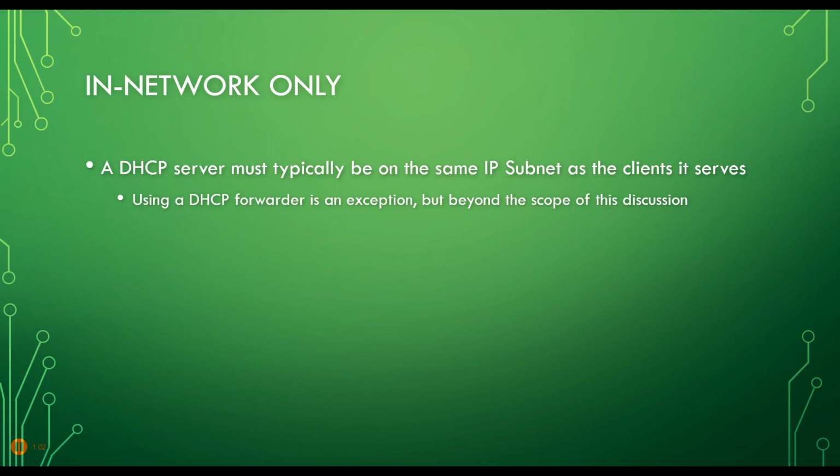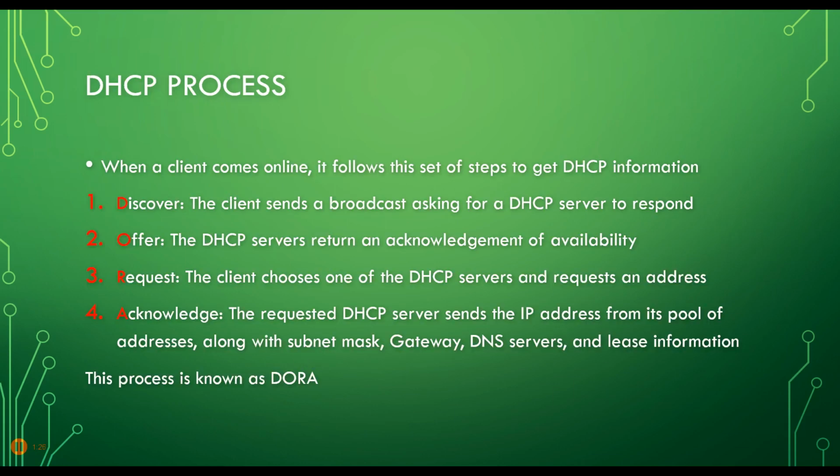Now, the DHCP server typically has to be on the same IP subnet as the clients it serves. It can't really hand out an IP address to a computer on another network because that's not under that DHCP server's control. You can use something called a DHCP forwarder, but that's beyond the scope of the discussion we're going to have right now. The process by which a client goes through in order to get an IP address from a DHCP server looks like this.